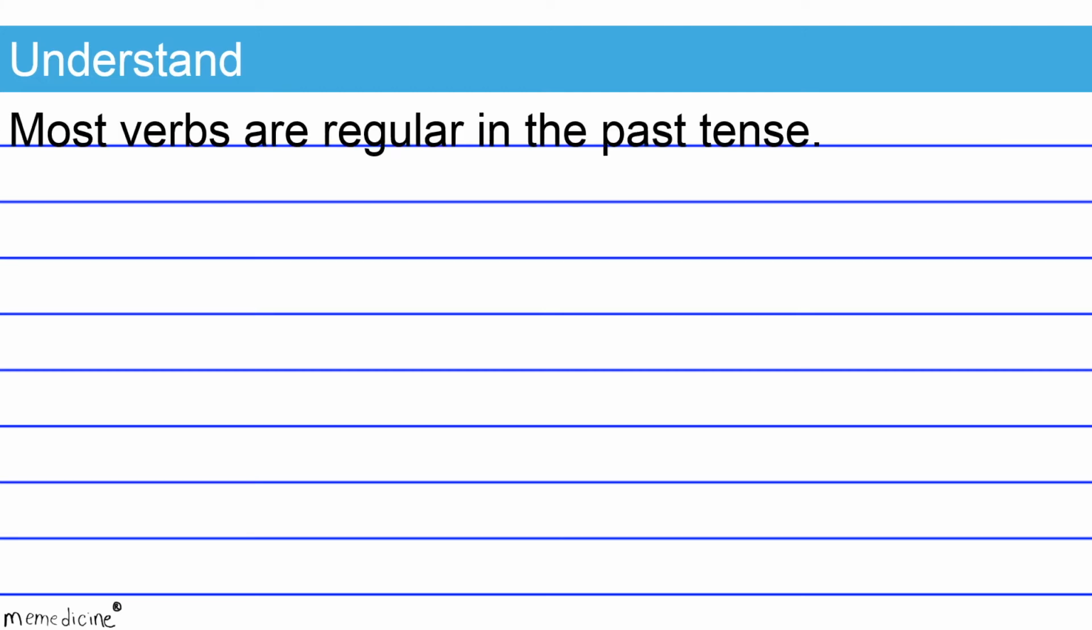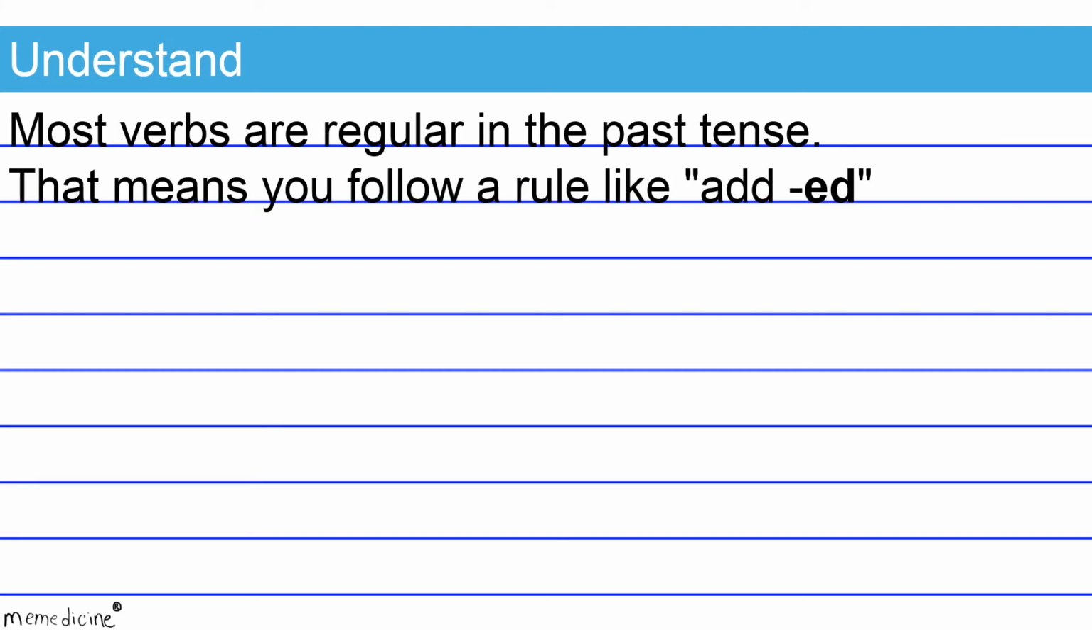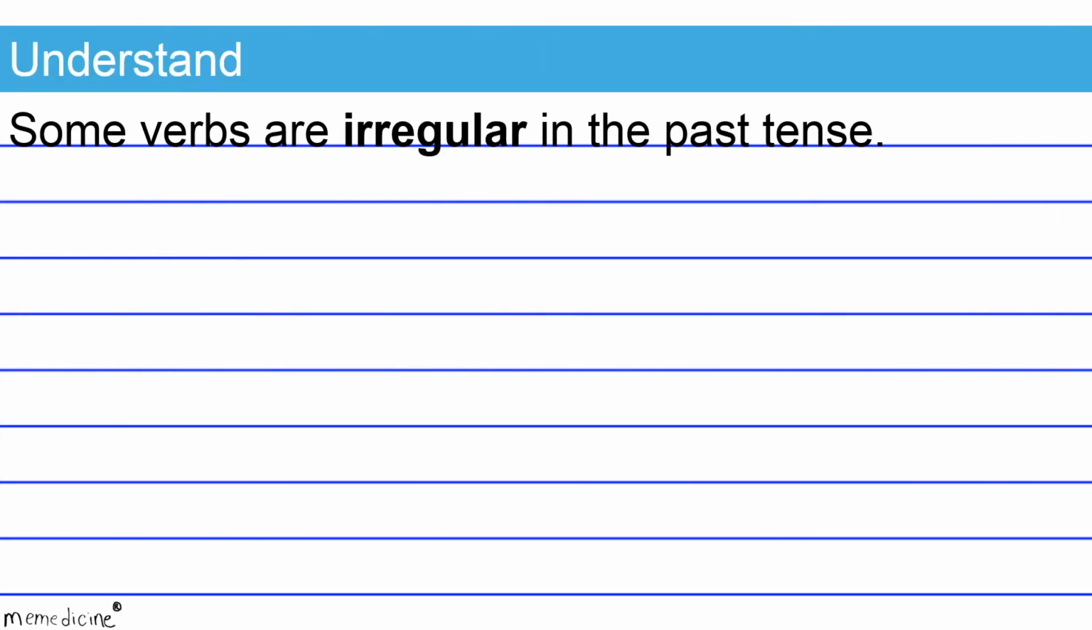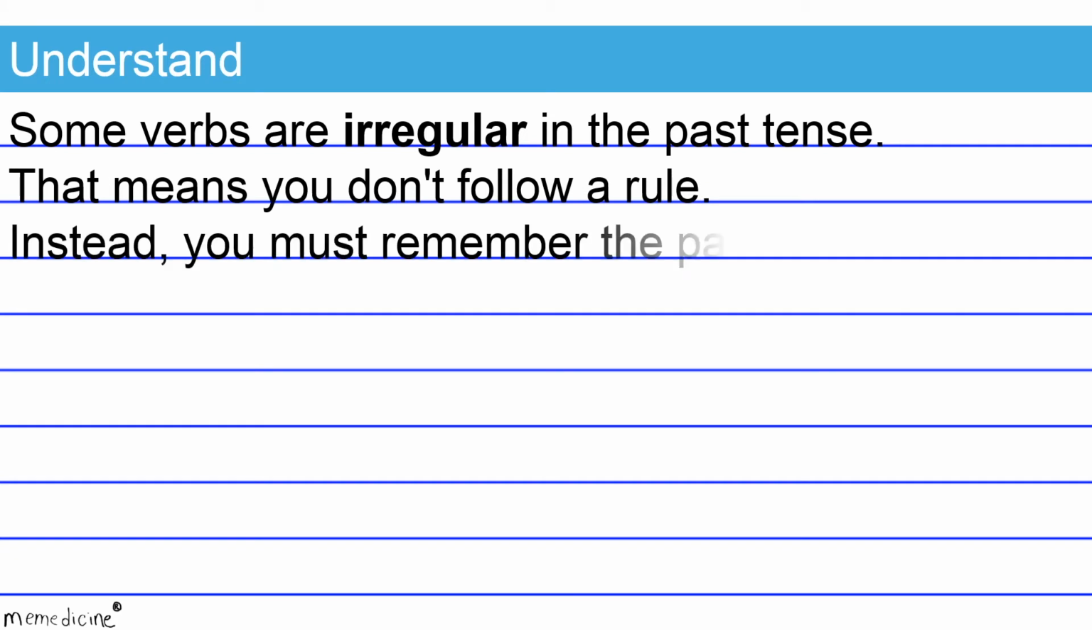Most verbs are regular in the past tense. That means you follow a rule like add ed or add d to get the past tense form of the verb. Some verbs are irregular in the past tense. That means you don't follow a rule. Instead, you must remember the past tense form of the verb.